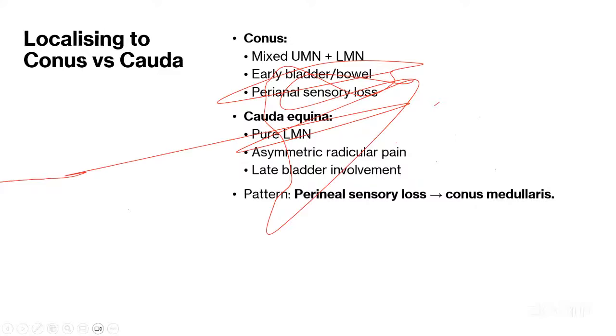Anyway, I'm going to discuss conus and cauda later again. Just to localize, for conus, there is a mixed UMN and LMN lesion, and early bladder and bowel involvement will be there. Perianal sensory loss is mainly present in the conus, whereas in cauda, the bladder will be involved later, and asymmetric radicular pain and pure LMN lesions will be seen here.